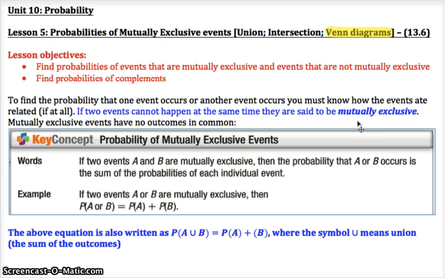Now, like if we're talking about rolling a die, you could say a number greater than 3, and you could talk about an even number. Yeah, it's possible for both those things to happen at the same time. If you roll a 4, that's both greater than 3 and even. But you can't have heads and tails on a coin. You can't have a 5 and a 6 on a dice.